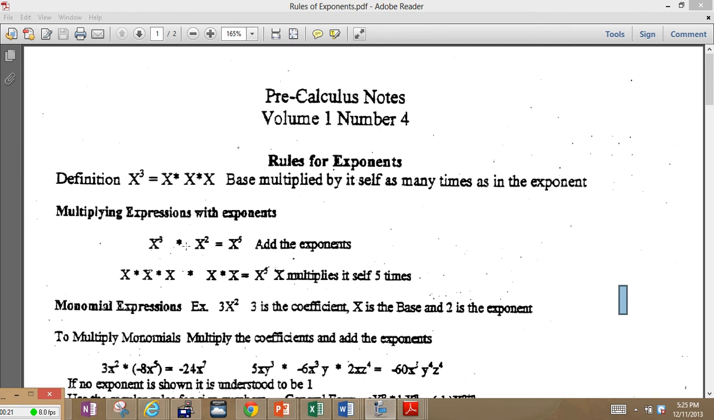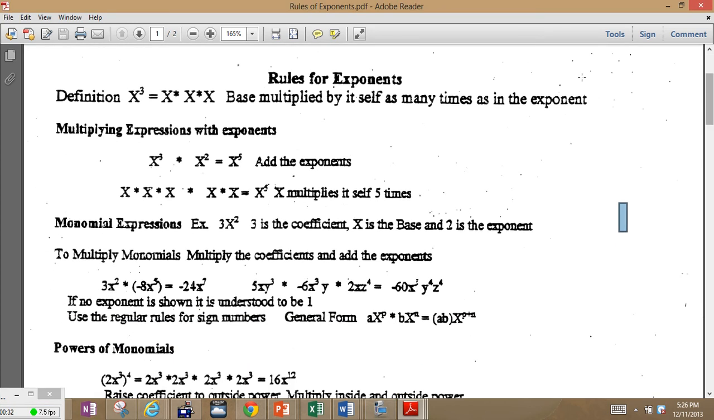When multiplying expressions with exponents, we add the exponents, okay? X cubed times x squared is x to the fifth, okay? And it doesn't really matter what the nature of the exponents are. We're going to add them, whether they're whole numbers, fractions, or even more algebraic type expressions, okay? And of course, we know that when we have terms down here, 3x squared times negative 8x to the fifth is negative 24x to the seventh.